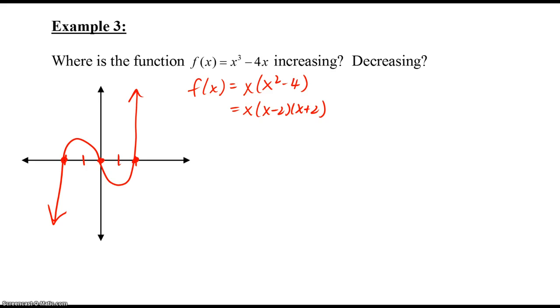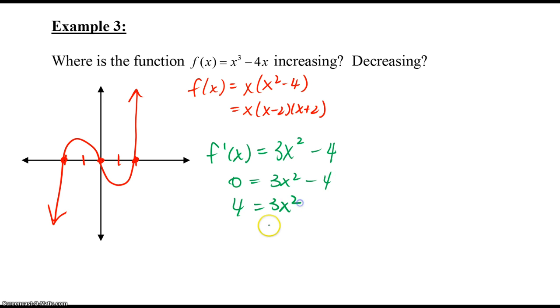Now let's move to where it is increasing and decreasing. So let's find out where the derivative crosses the x-axis. So move on to f prime. F prime of x equals 3x squared minus 4. And if we want to set that equal to 0 to find the zeros of that function, 0 equals 3x squared minus 4. Move the 4 over, divide by 3, and square root both sides.